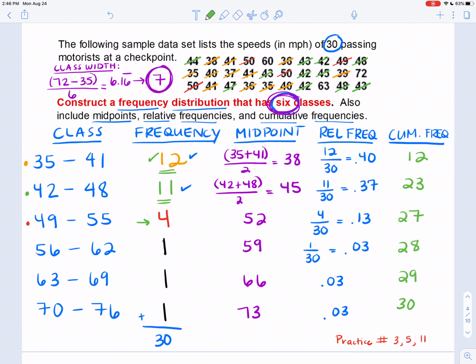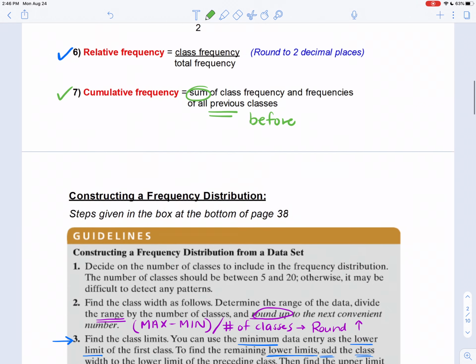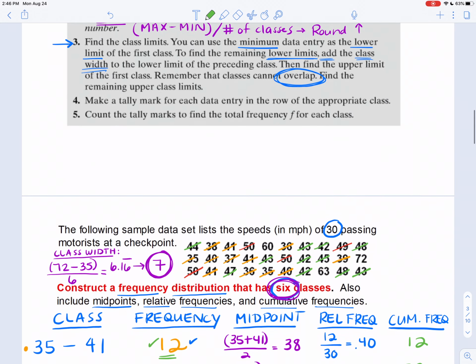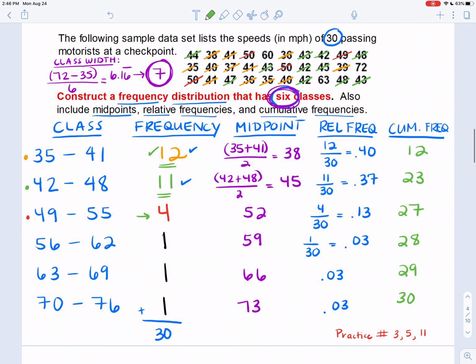All right, now you're probably noticing that as of right now, I have not talked about class boundaries. That's because those come in on the graphs, so I'm going to hold off on those for just a minute. What I would like for you to do now, before you try to finish out the information in this section, is go to your practice problems and look specifically at numbers 3, 5, and 11.